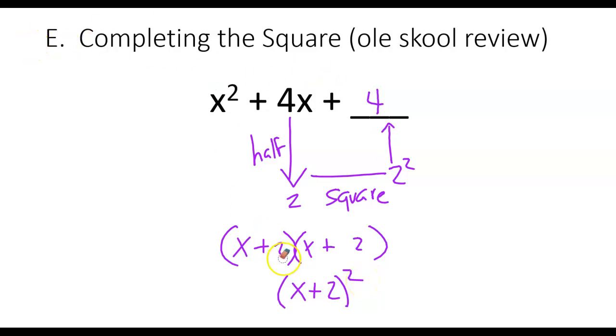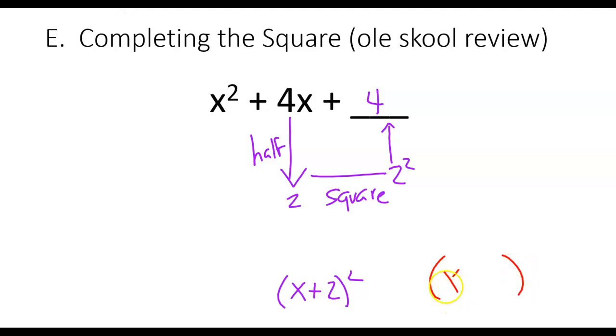So we can actually skip that middle step and just remember that when you factor it, it's always going to be x and then something squared, and whatever goes here is half the middle number.